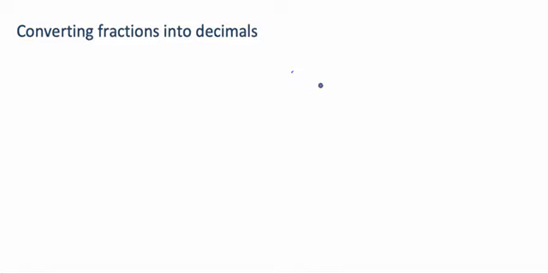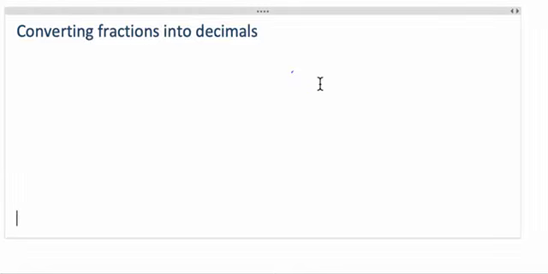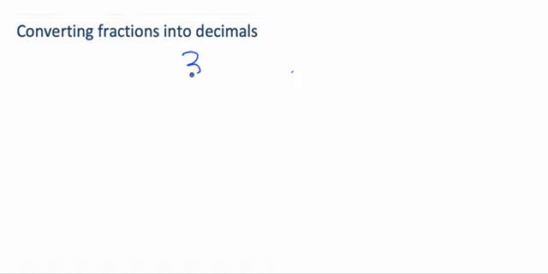We've converted decimals into fractions. Well, how about the other way around? How do we convert fractions into decimals? And the answer is that the technique is very simple. So if you see a fraction that looks something like this, 3/8.